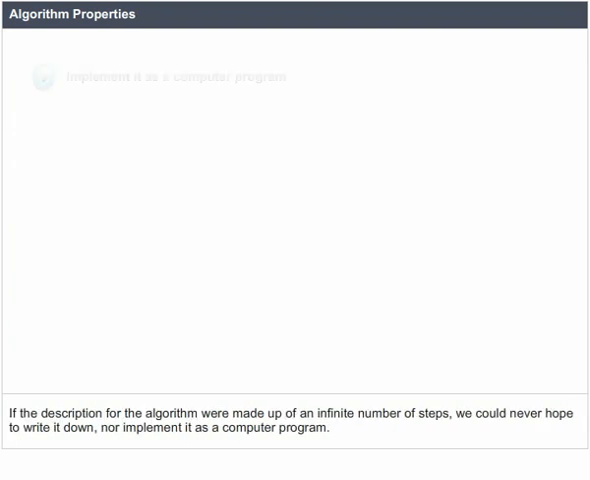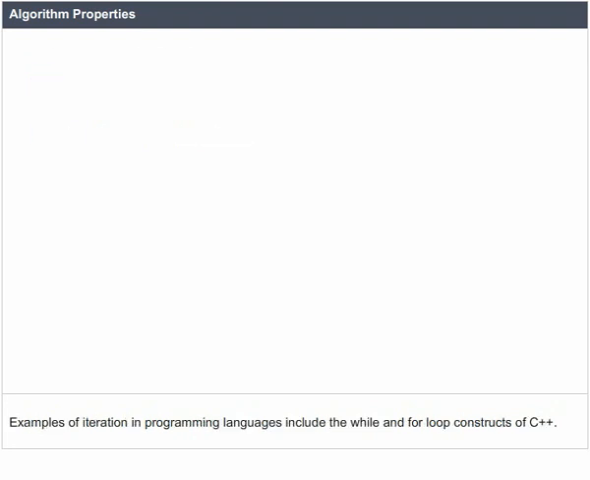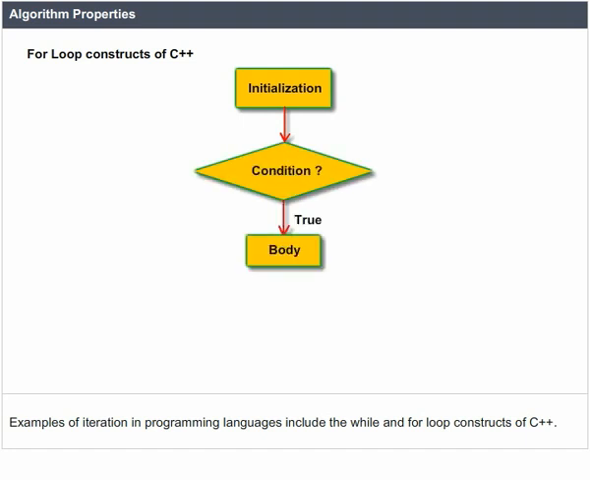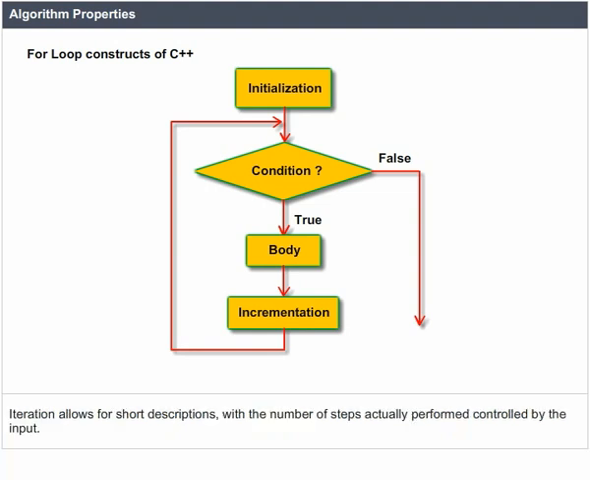If the description for the algorithm were made up of an infinite number of steps, we could never hope to write it down, nor implement it as a computer program. Most languages for describing algorithms provide some way to perform repeated actions, known as iteration. Examples of iteration in programming languages include the while and for loop constructs of C++. Iteration allows for short descriptions, with the number of steps actually performed controlled by the input.